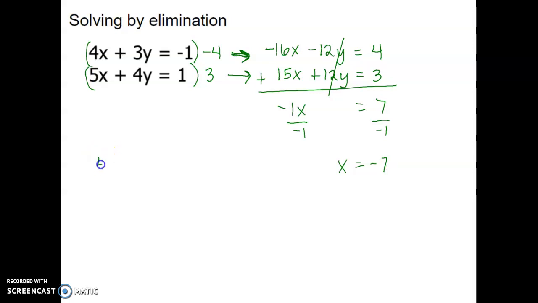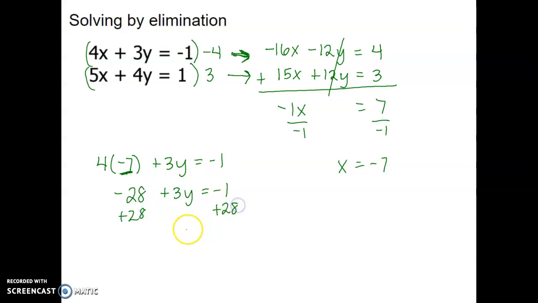Let's plug it back into the first one. So 4x, we know x is negative 7, plus 3y equals negative 1. So negative 28 plus 3y equals negative 1. Add 28 to both sides. 3y equals 27. Divide both sides by 3, and y is 9. So our solution is negative 7, 9.